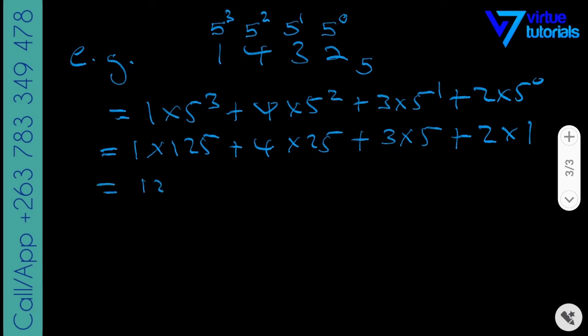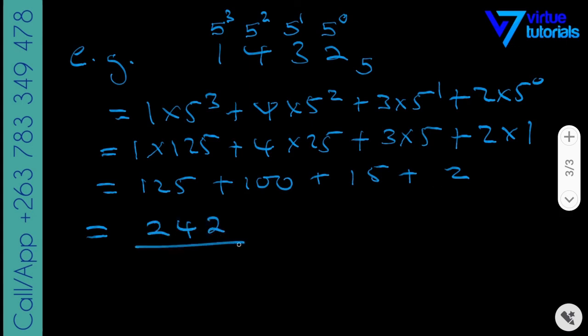1 times 125, that's 125. 4 times 25, that's 100. 3 times 5, that's 15. 2 times 1, that's 2. Add this up, I'll get 125 plus 100, that's 225, plus 15, that's 240, plus 2, so it's 242. This is your answer in base 10. So that's how you convert from other bases to base 10. Now, as usual, you get the questions to go along with this demonstration.